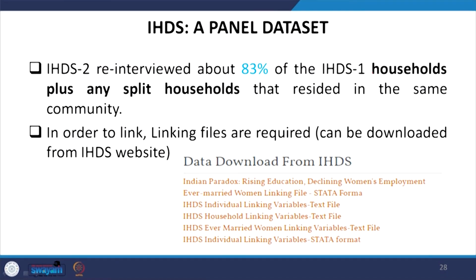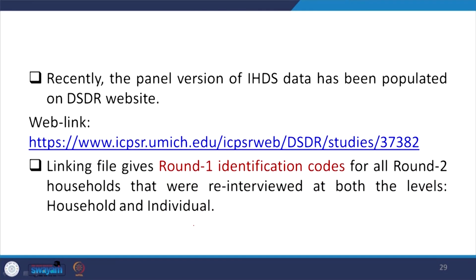IHDS is a panel data set, as I already said, with 83% re-interviews, plus re-interviewed households, plus any split household that resided in the same community. Community here we are referring to the village. We already discussed this. In order to make it a panel, linking files are required. I will discuss later how a panel can be made. The panel version of IHDS data was very recently put on their website, so you can have an idea of it.